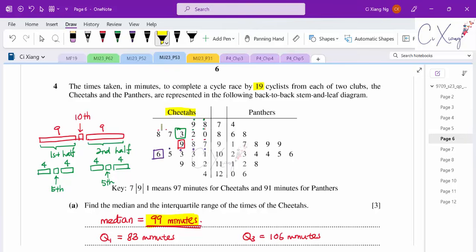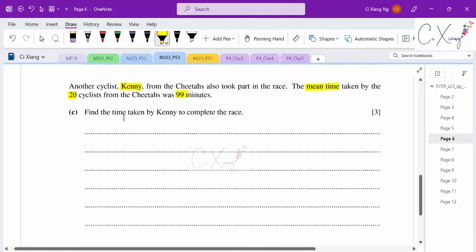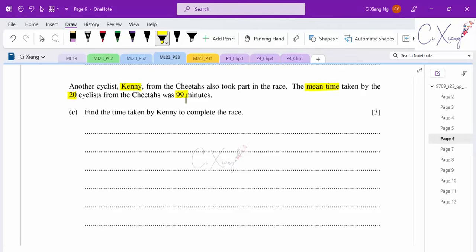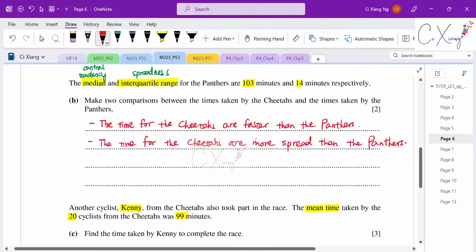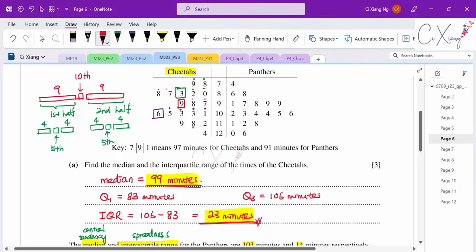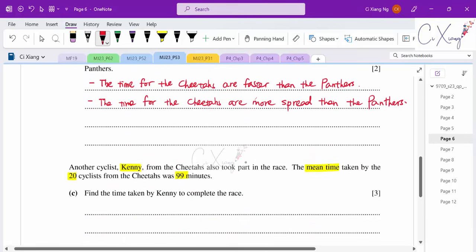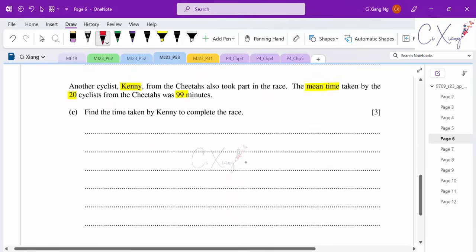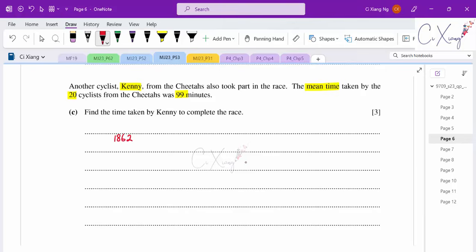And then when CAIE has been added into the group, the mean becomes 99. Now they want us to calculate the time taken by CAIE to complete the race. So first of all, when we want to calculate the mean, we need to add all the data together. For the cheetah's group, we add up all the values here: 78 plus 79 plus 80 plus 82 plus 83 and so on. Please add up all these 19 values. By right, you should have 1862. This is the total time taken for the 19 cyclists.